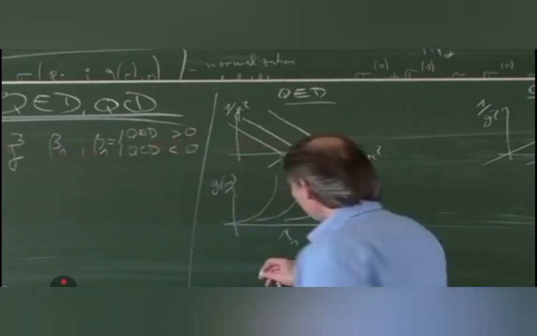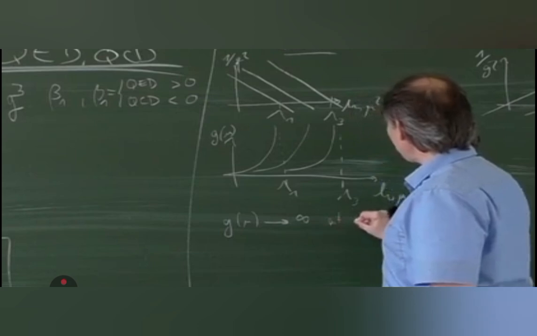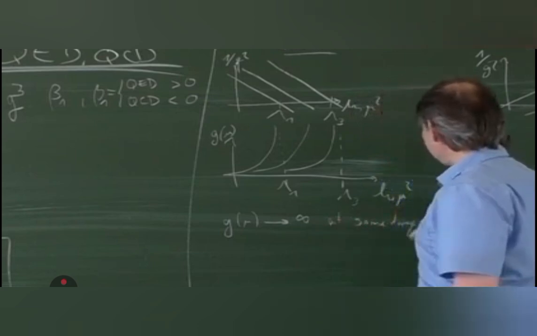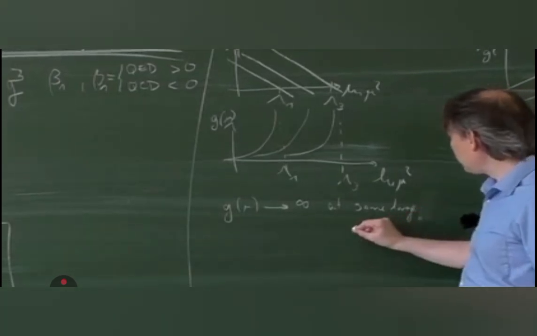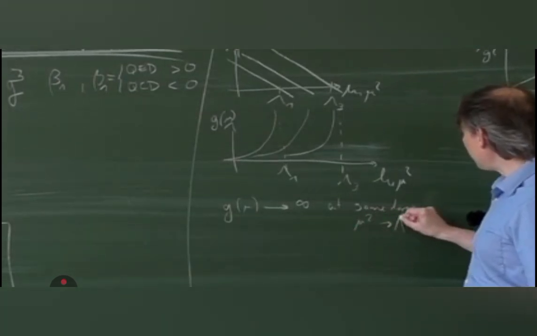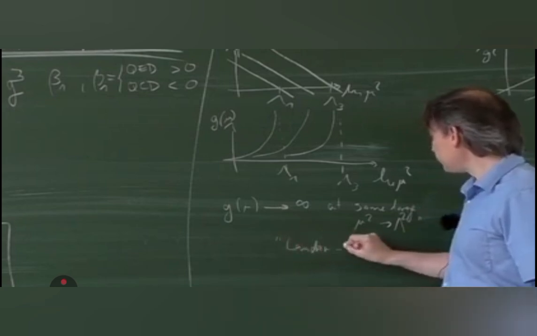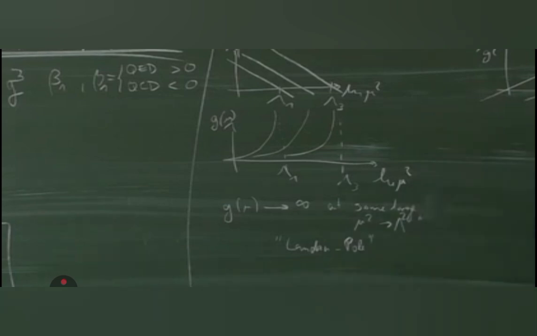So we see that g of mu goes to infinity at some large mu square, or mu square goes to lambda square, and this is called Landau pole. It's the Landau from Landau-Lifshitz textbooks, and he was very much worried about these Landau poles, and that's why they are called Landau pole.